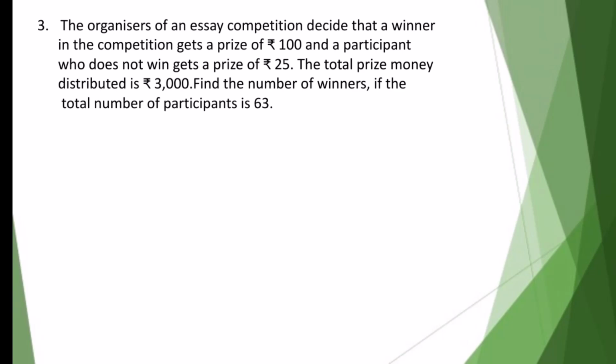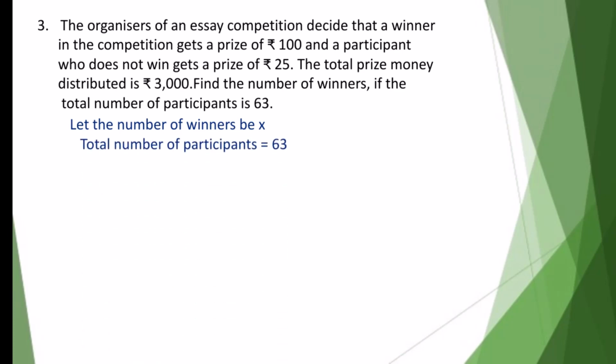Third question. The organizers of an essay competition decide that a winner in the competition gets a prize of rupees 100 and a participant who does not win gets a prize of rupees 25. The total prize money distributed is rupees 3000. Find the number of winners if the total number of participants is 63. Read the problem carefully. Let the number of winners be x.